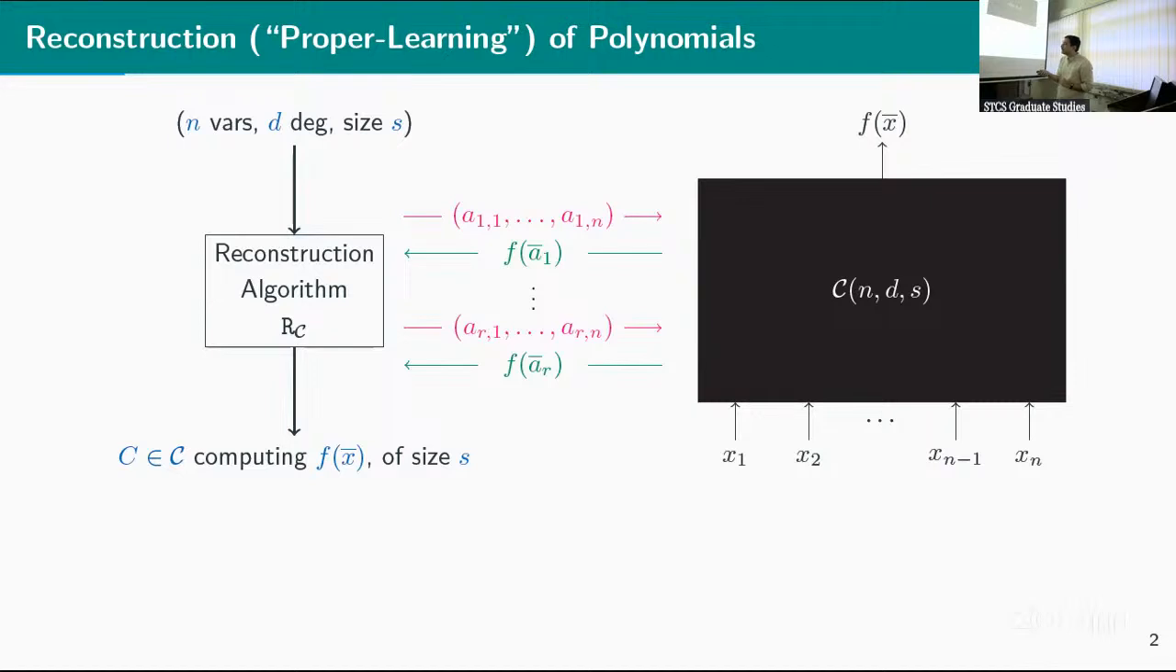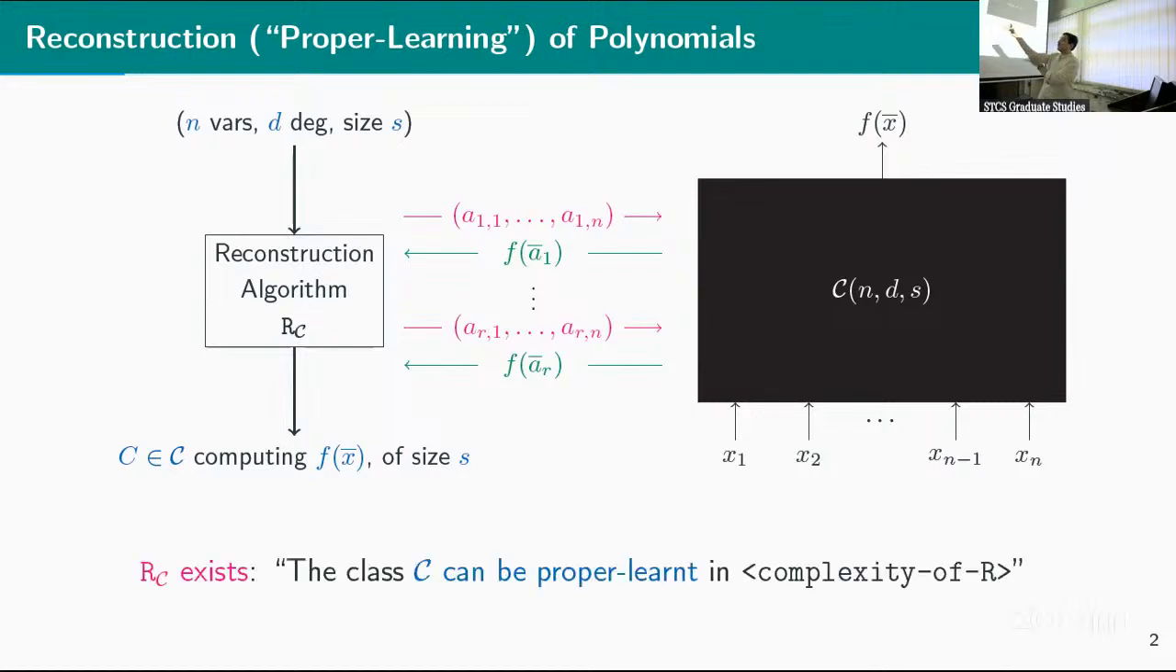Whenever this C and this C are the same, so the black box came with a guarantee of size S in some model, and the output is also of that model, if they are of the same type, then you say you have properly learned the polynomial. Otherwise, it's called improper learning. I'll just use the word reconstruction. So basically, if such an R sub C exists for the model C that you're thinking of, it could be anything. It could be sum of monomials. It could be branching programs, anything.